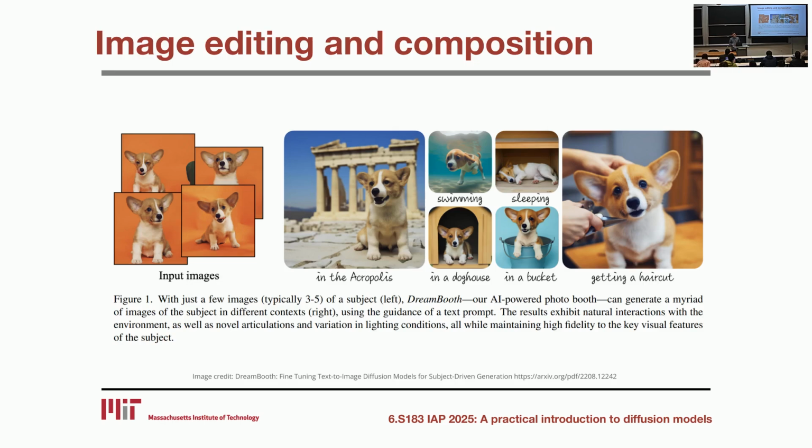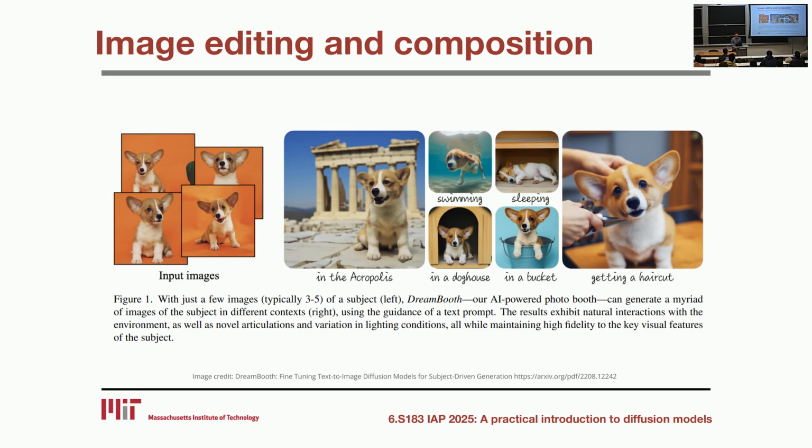Another application of diffusion models is image editing and composition. Here, you're given a few input images of a particular dog. After a small amount of training or fine-tuning, you can teach the diffusion model what this dog is, and you're able to generate images that contain the same dog, but in different poses and in different settings.